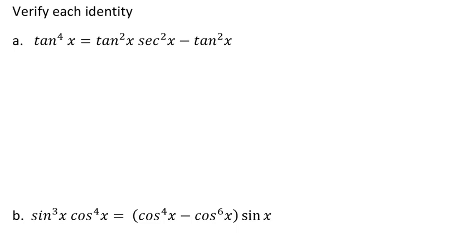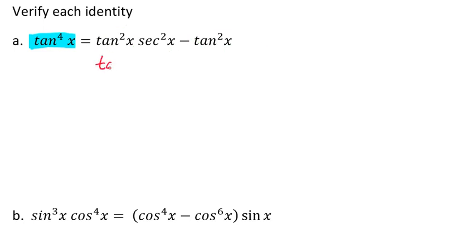In this first example, we have the tangent to the fourth power of x equals the tangent squared of x times the secant squared of x minus the tangent squared of x. Since this side is a little more complex, we'll be manipulating our right-hand side to try and get our tangent to the fourth power of x. So the first thing we're going to see is that if we look at this term and this term, they each have a tangent squared of x. So we're going to factor that out.